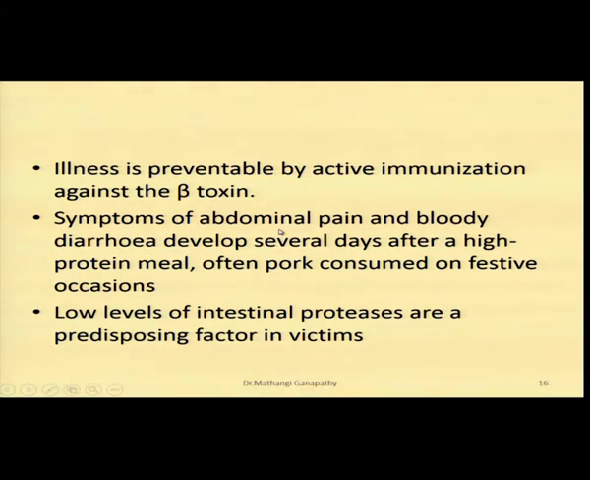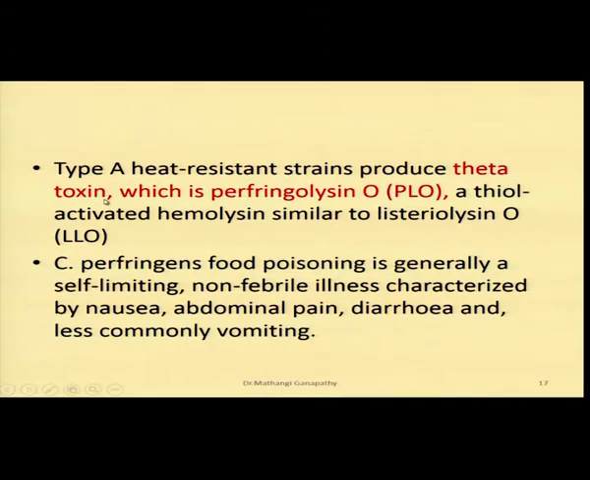Symptoms of abdominal pain and bloody diarrhea develop several days after consumption of a high protein meal, usually pork consumed on festive occasions. Low levels of intestinal proteases are a predisposing factor in victims. Type A heat-resistant strains produce a theta toxin. This is otherwise called perfringolysin O or PLO. This is similar to the thiol-activated hemolysin, similar to listeriolysin O, which is produced by Listeria monocytogenes.